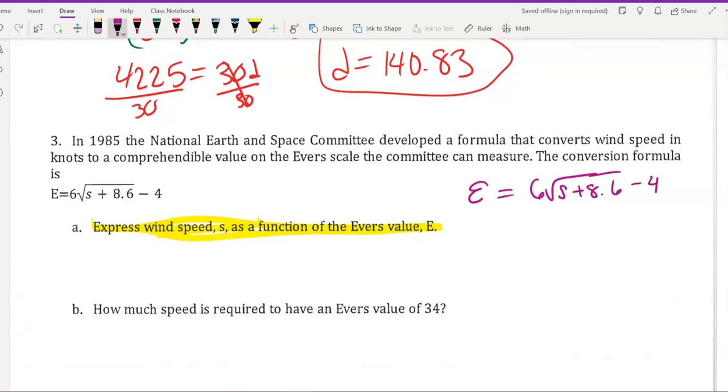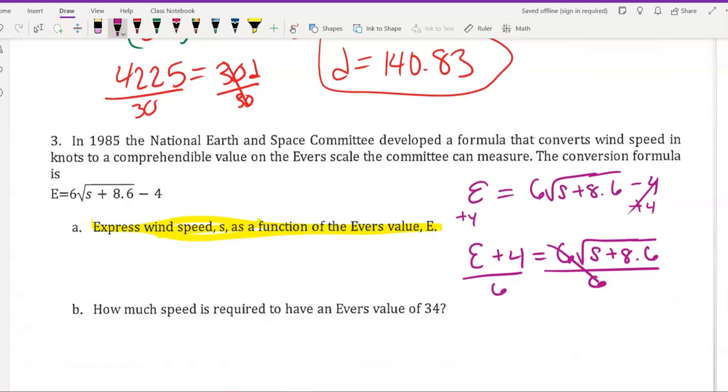0.6 times 4. All right, so first things first, we should add 4 to the other side. E plus 4 equals 6 times the square root of s plus 8.6. So we can divide by 6 on both sides. Now we have the quantity E plus 4 over 6 equals the square root of s plus 8.6. Now in order to solve for s, we need to get rid of that square root. So we square both sides.